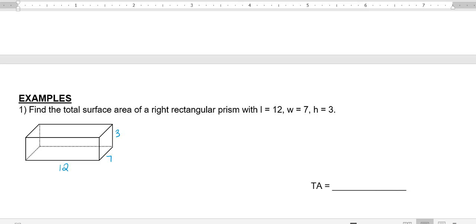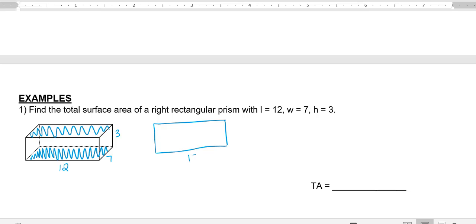All right, so I always start with identifying a base. And with this rectangular prism, you can identify any of these sides as our base. But I'm going to identify this bottom one as our base. So we have these two shaded bases. From that base, I typically sketch it out right away because it's going to be a lot easier for me to find this information and then just plug it into my formula.